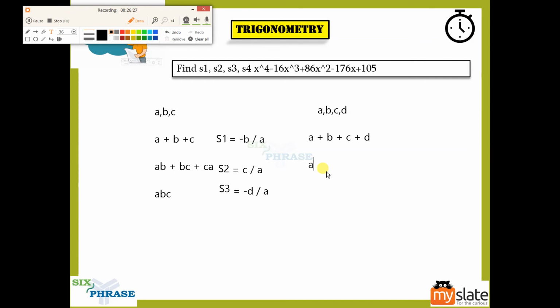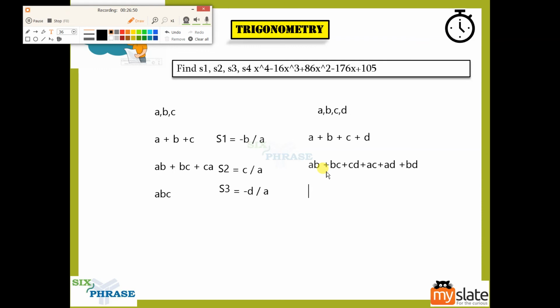So AB, BC, CD, yes, and AB, AC I missed, AC and AD. So BC, BD is missing, right? BD. Yeah. So this is a possible sum. Now this is a possible sum.